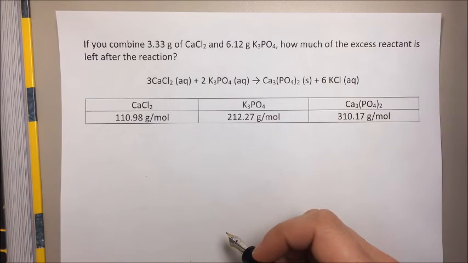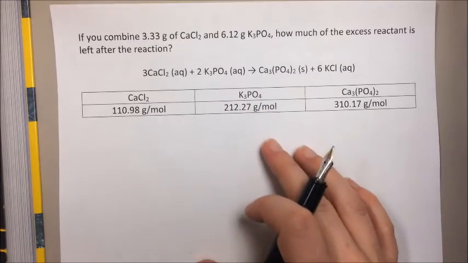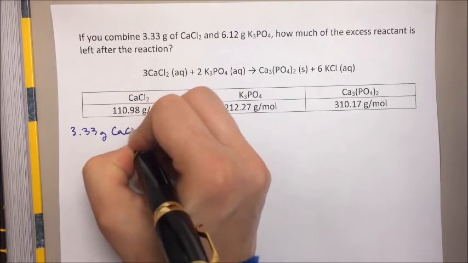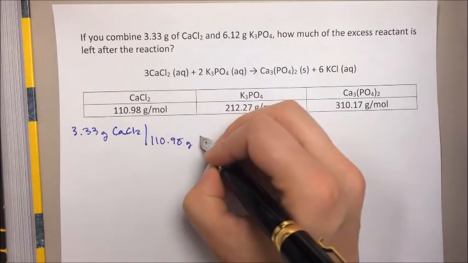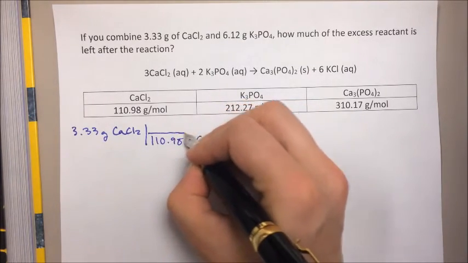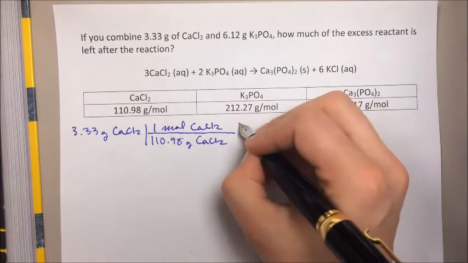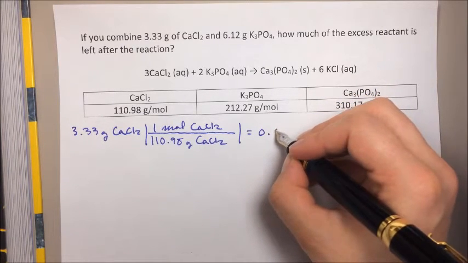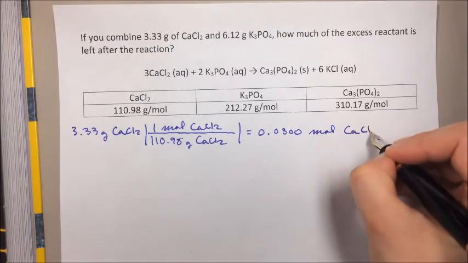To use the stoichiometric reactant method, you're going to start by calculating the moles of each of your reactants. So first, we're going to do 3.33 grams of CaCl2. We know that 110.98 grams of CaCl2 goes into 1 mole of CaCl2, which means that we currently have 0.0300 moles of calcium chloride.